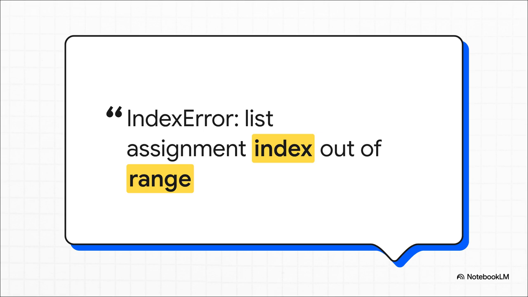It's not a failure. It's just Python's very helpful way of telling you, hey, you tried to access a spot that doesn't actually exist in this list. Think of it as a useful guidepost, not a scary error.